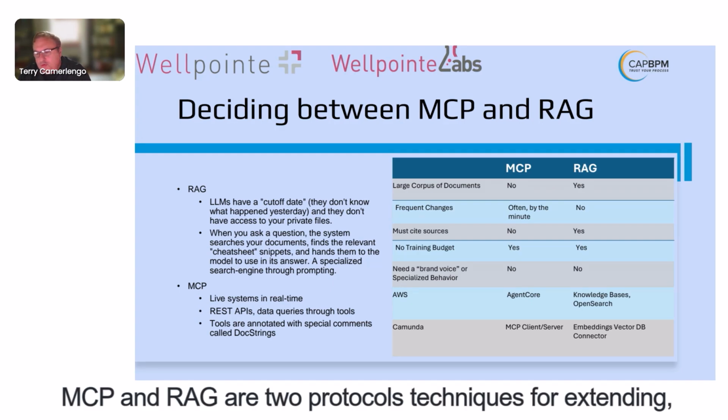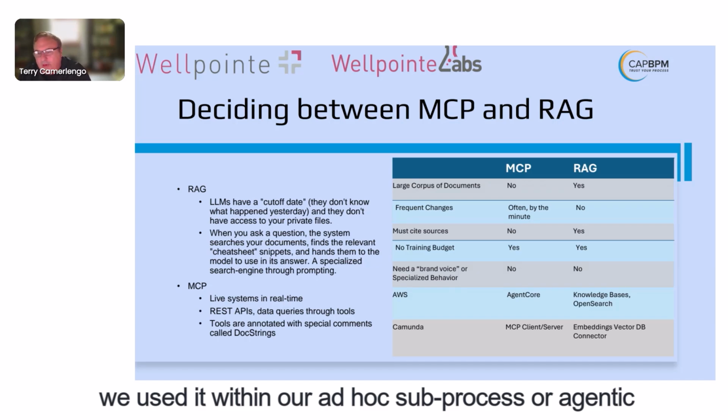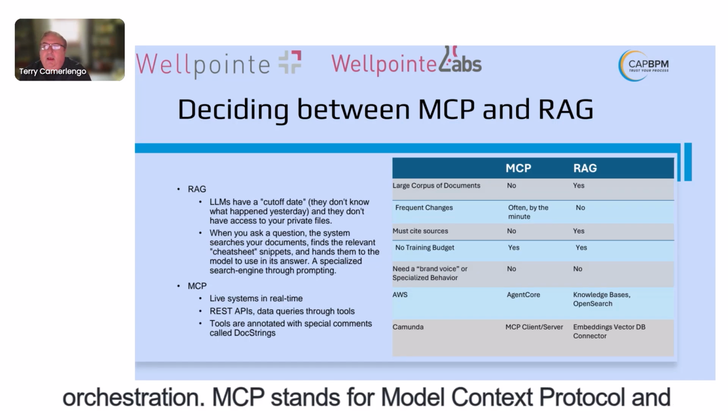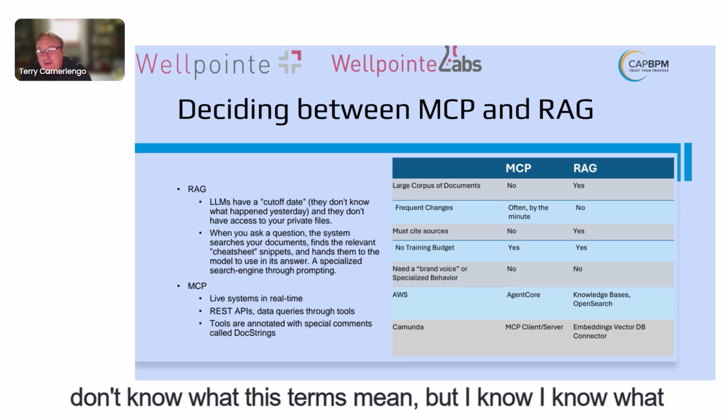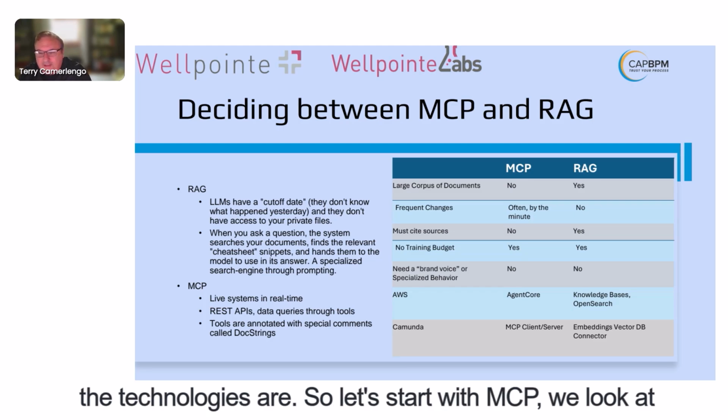MCP and RAG are two protocols, techniques for extending. We used it within our ad hoc subprocess or agentic orchestration. MCP stands for Model Context Protocol, and RAG, I think, is Retrieval Augmented Generation. I actually don't know what those terms mean, but I know what the technologies do. So let's start with MCP.